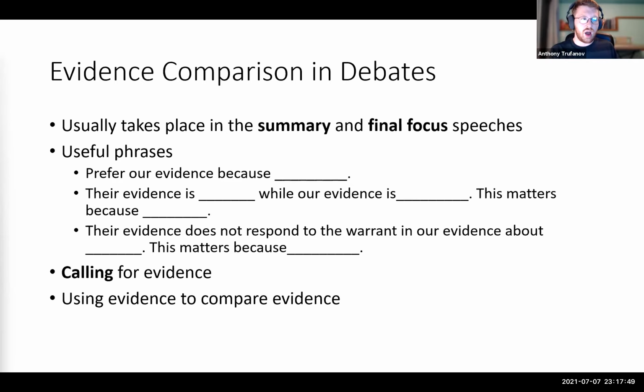If you are on the side of economic growth prevents war, you could say something like, their evidence does not respond to the warrant in our evidence about how economic growth makes countries depend on one another and become valuable trading partners, which are too valuable for them to lose through fighting. Their evidence only uses one example, which doesn't disprove this broad thesis argument. That matters because their evidence might be talking about an exception to the rule, whereas our evidence says that most of the time, economic growth is really, really powerful. Does that make sense? Yeah.